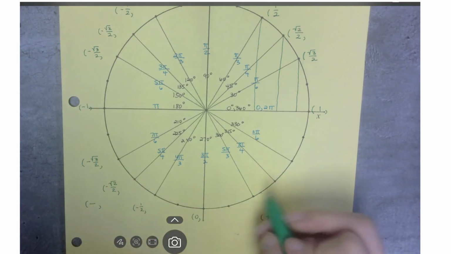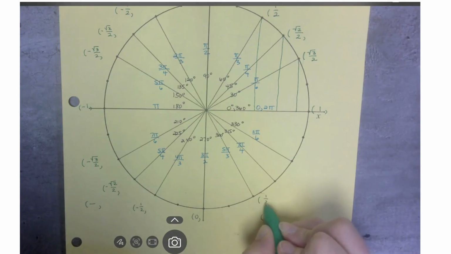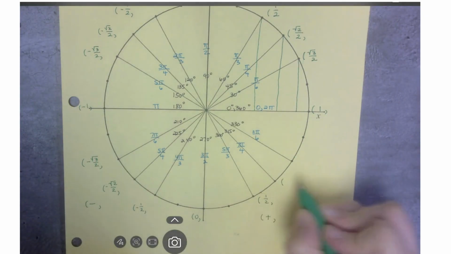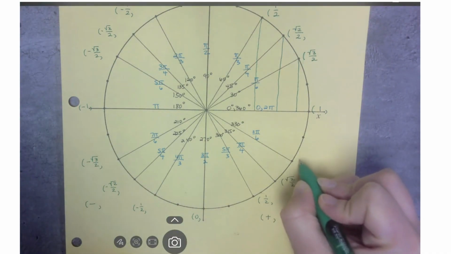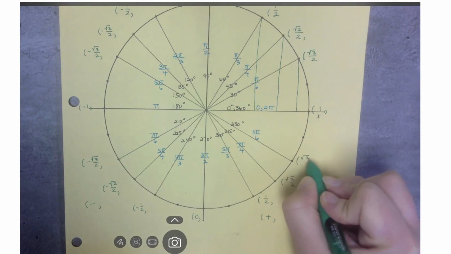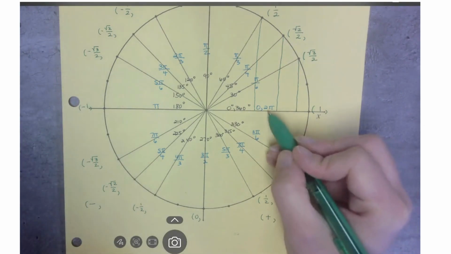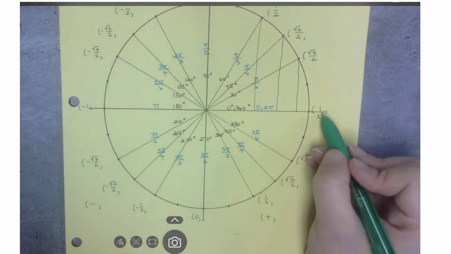Working my way into the fourth quadrant, I recognize that x values are positive in that quadrant. So I'm going to reflect this over. I have positive 1/2. I have positive square root of 2 over 2. And I have positive square root of 3 over 2. When I hit 2 pi radians, I'm getting back to 1.